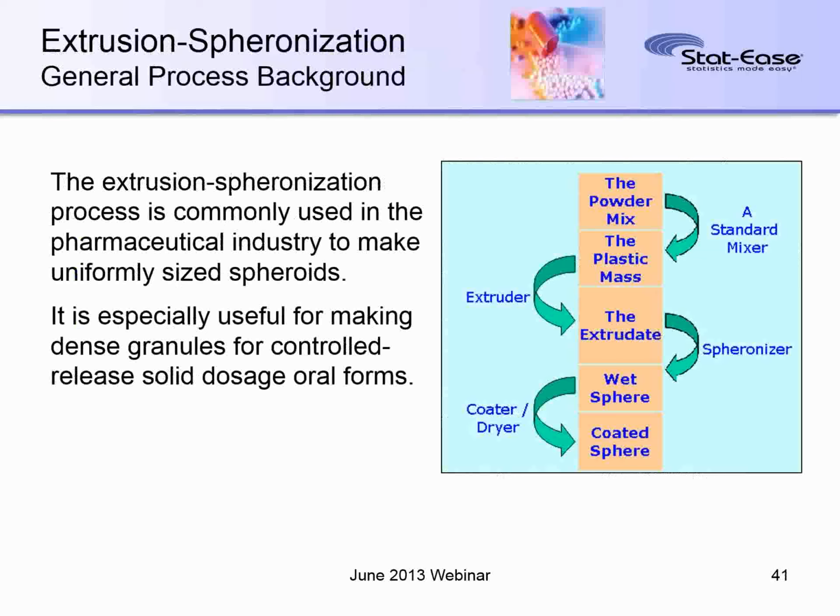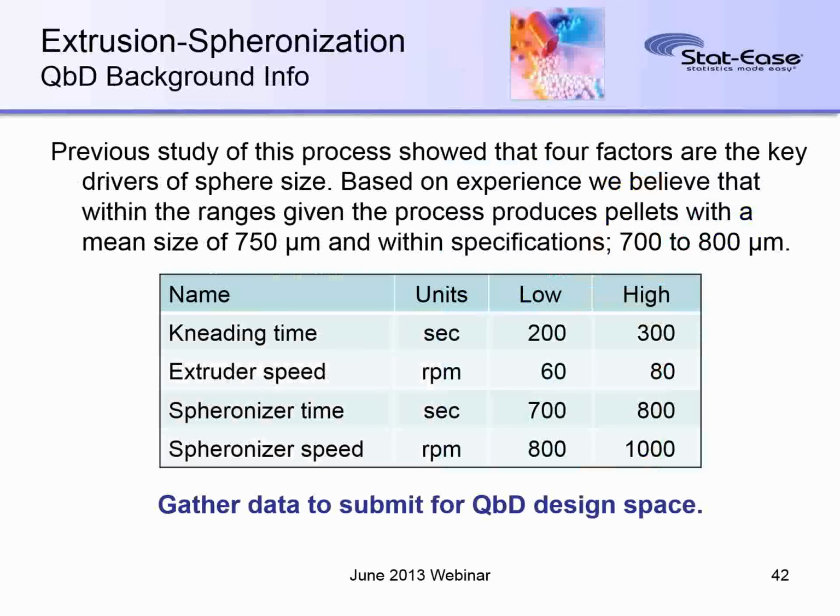So this example is extrusion-spheronization. Essentially, you mix the powder and put it in the plastic mass, then extrude it. You have that wet sphere that gets coated and dried, and you end up with, hopefully, uniform spheres of the size you want. Previous work indicates that there are 4 main drivers, and it's believed that the ranges for these input factors define an effective control space. Remember, the control space is a subset of the design space.